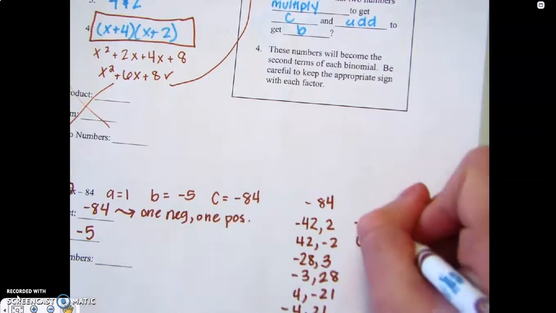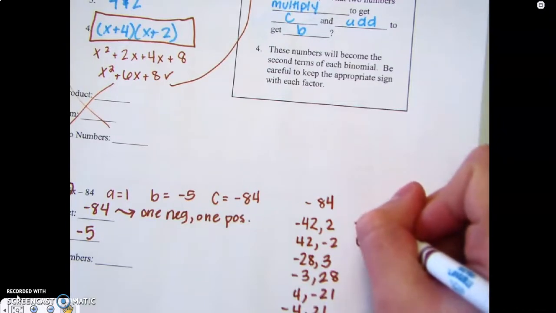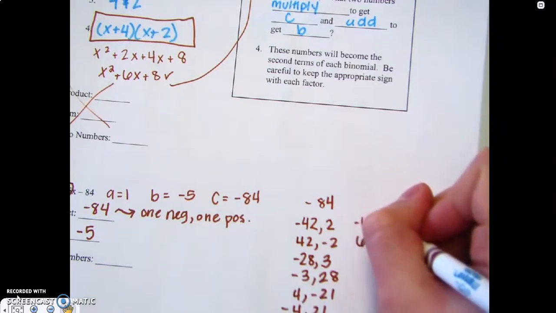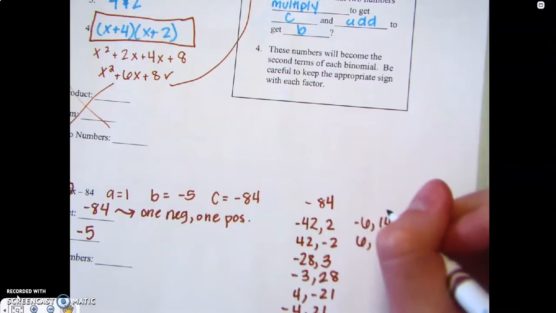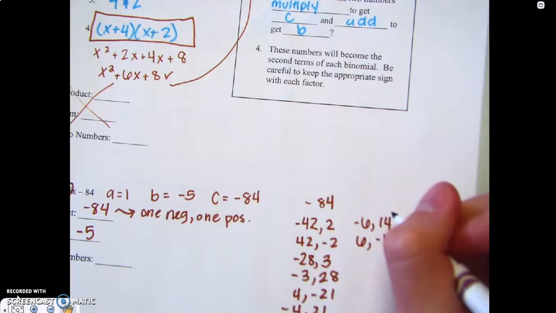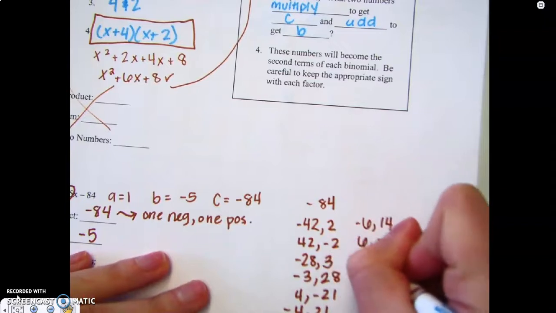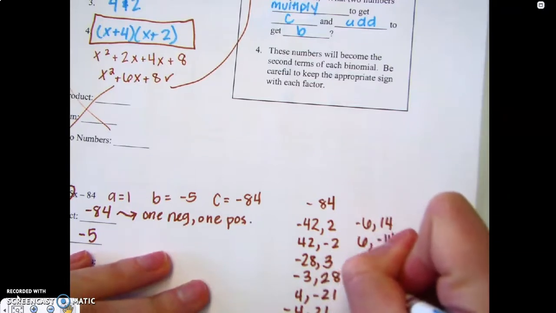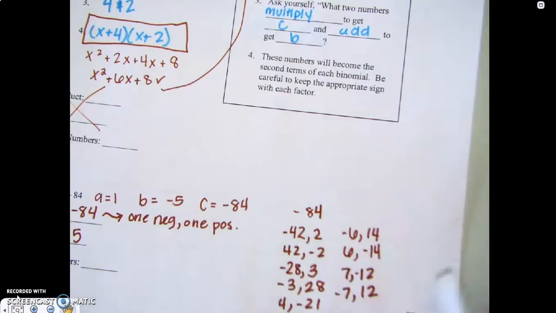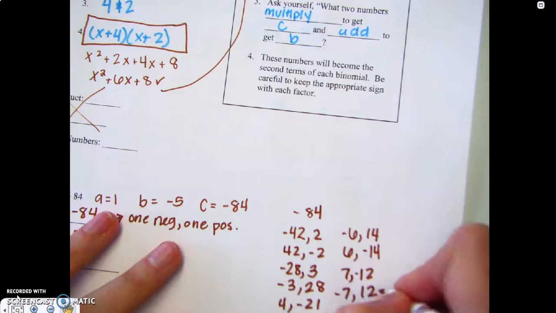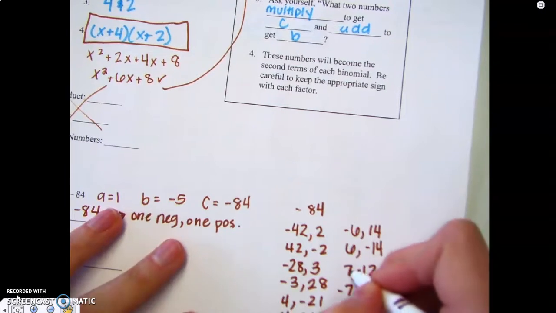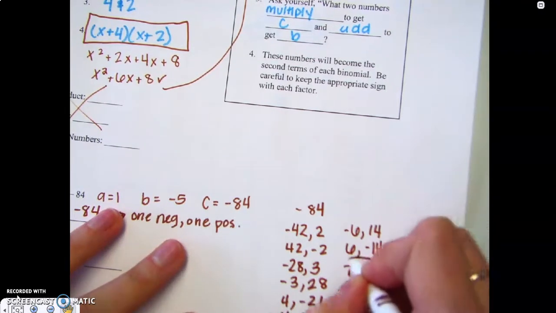I know I'm close because 14 minus 6 is 8, and 8 is close to 5. So I'm going to keep going. 84 divided by 7 is 12. Okay, so let's see. 7 and 12 are also factors. I can have a -12 and a +7, or a -7 and a +12. If I do 12 minus 7, I get 5, but that's actually a +5 if I add them together. If I add a -12 and a +7, that's when I get a -5. So this is the combination that I want to use.